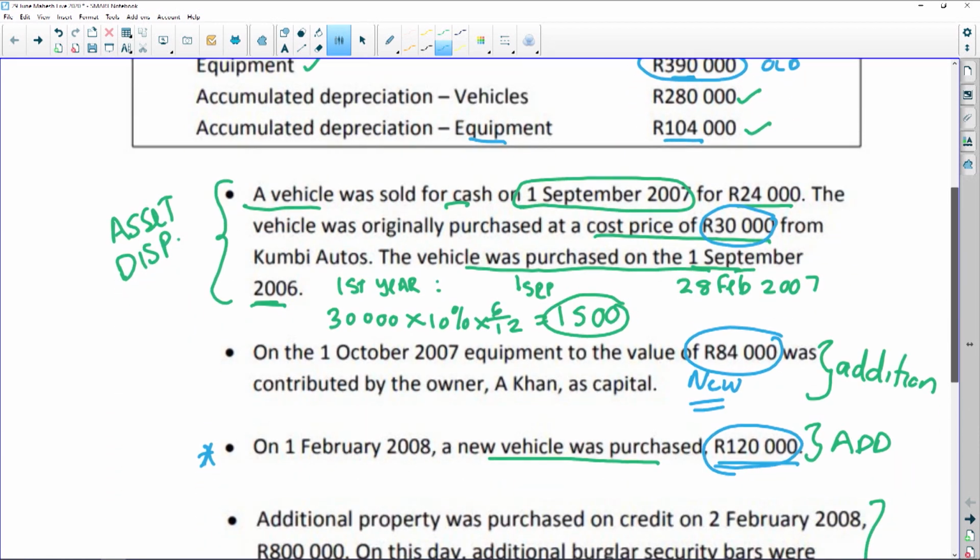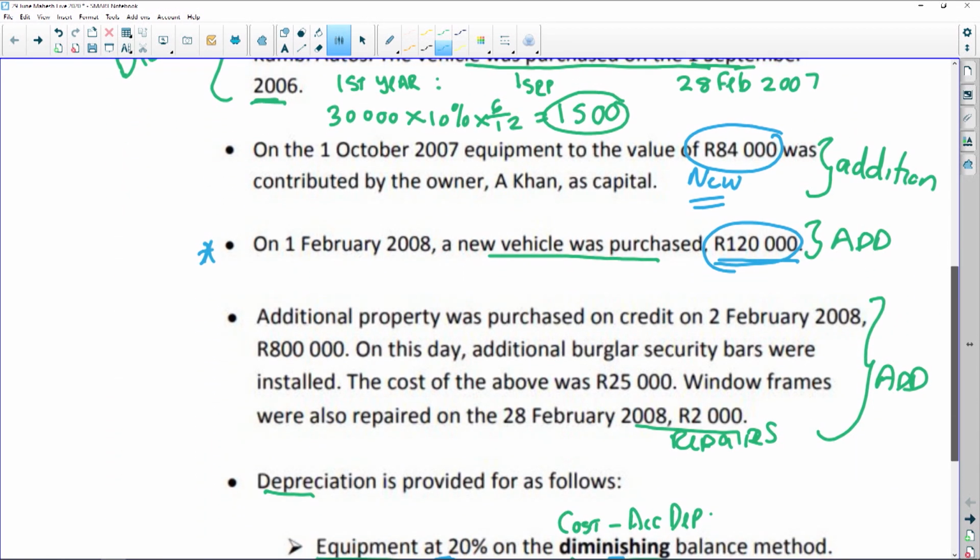Let's go back to our information and look at our adjustment for land and buildings. Somewhere in the info, they told us that we bought new property. Let's read this carefully. Additional property was purchased on credit on the 2nd of Feb 2008 during the financial year, and the amount was 800,000. On this day, additional burglar security bars were installed. The cost was 25,000. Window frames were also repaired on the 28th of Feb for an amount of 2,000.